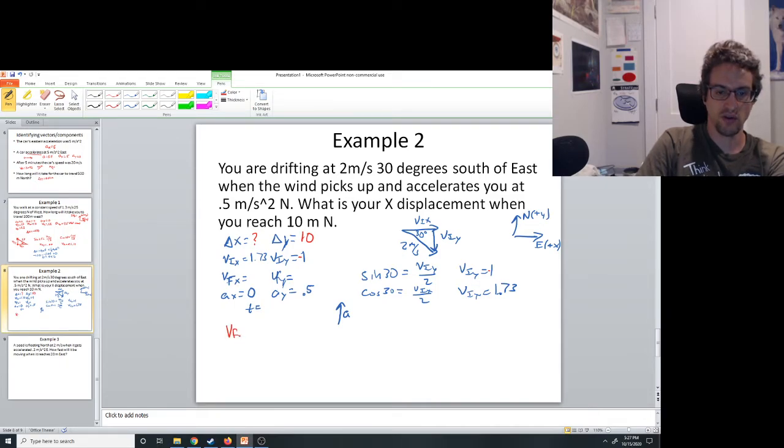So let's do v final y squared equals v initial y squared plus 2a_y change in y. I've got v final y squared equals 1 plus 2 times 0.5 times 10 equals 11. So v final y equals the square root of 11. Okay. Which is 3.32.